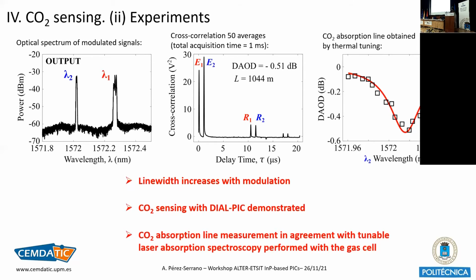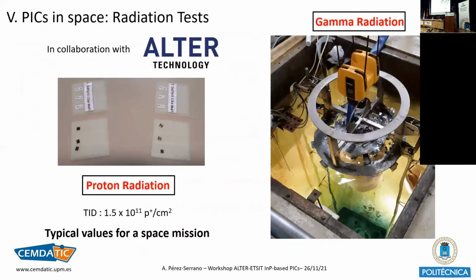So, that's all for that part. Now I'm going to talk about some radiation tests that we have performed on previous chips, because the idea is that at some moment these differential absorption Lidar transmitters could eventually be in a satellite.